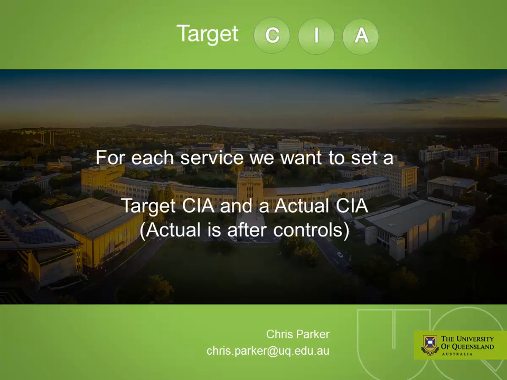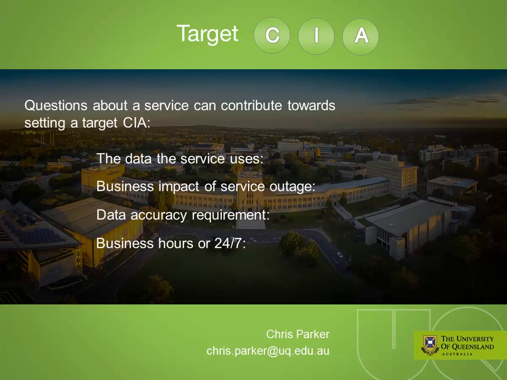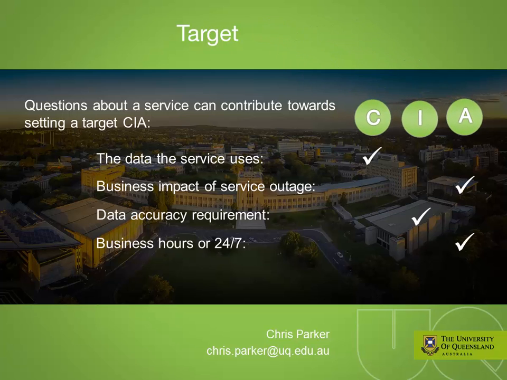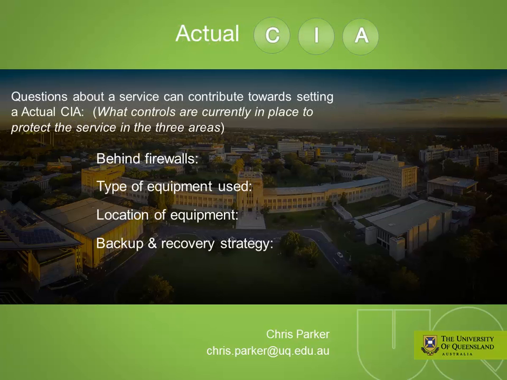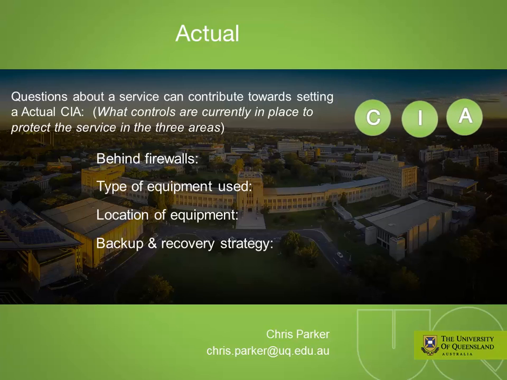For each service, we want to set a target CIA and an actual CIA. Questions about a service can contribute towards setting a target CIA. For instance, the data the service uses, the impact of the service outage, data accuracy requirements, and availability requirements. Other questions can be asked which contribute towards setting an actual CIA. In other words, what controls are in place to protect the service in the three areas.